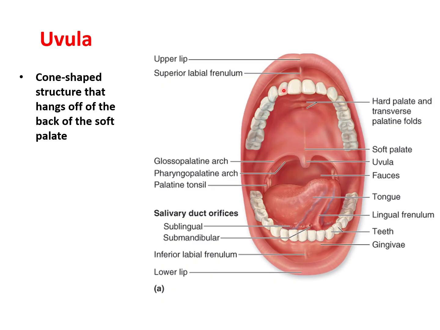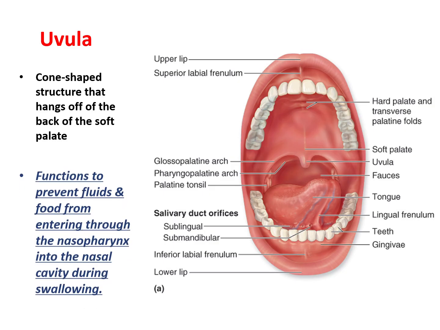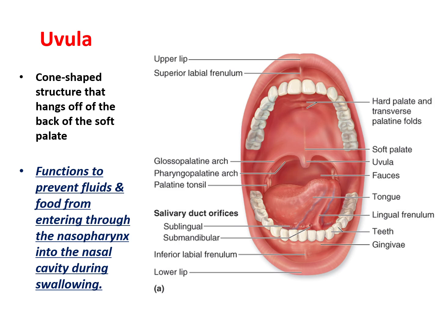Again, just some additional images of the same things we've already been talking about with an emphasis on uvula function. It's just a structure that hangs off, right there at the back of the soft palate. And what it's doing is working with the epiglottis to prevent fluids and food going into the nasopharynx or into the nasal cavity when you swallow.